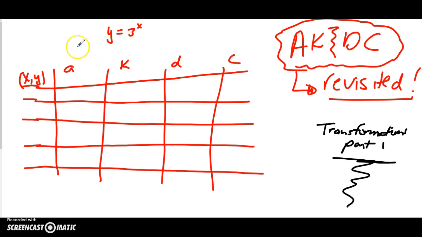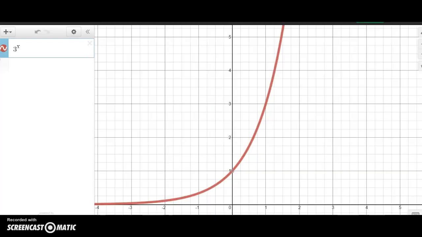Now, when we transformed functions in the past, they were either y equals x, 1 over x, x squared, or root x. So those were our base functions. In this case, we don't really have a base function. We have a function and then we're going to modify it. So the one we did in class was y equals 3 to the x. And we can see what that looks like. Give me 1 second here. So this is y equals 3 to the x here on Desmos.